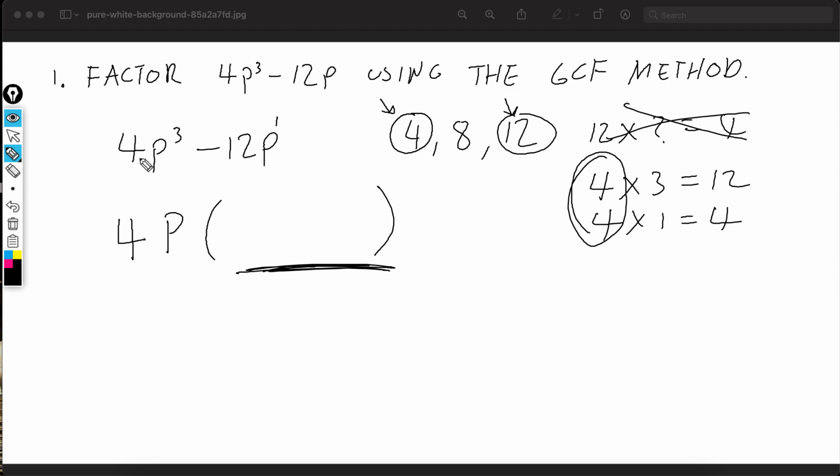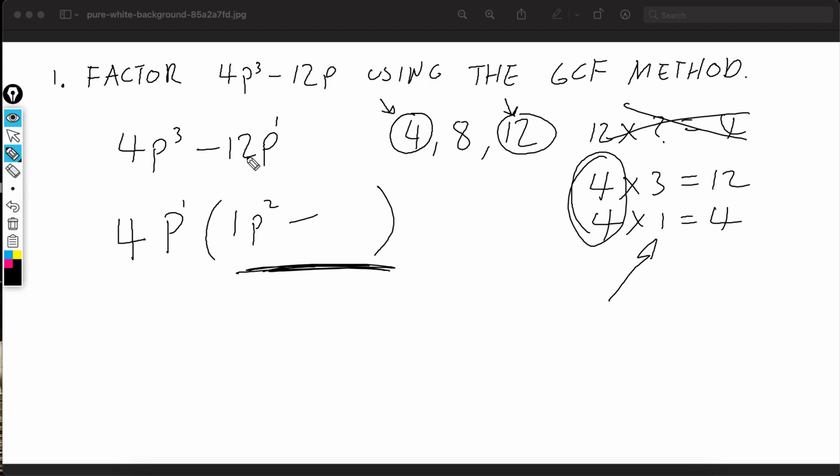4 times what number gives us 4? And this is literally what we're doing. We're going to this guy first, and then that guy. So 4 times what number gives us 4? We did it earlier right here. 1. Boom. P, this is to the 1 power. This is 3. So it's 3 minus 1. 2. Perfect. We write the minus. Haven't touched it. If it's a plus, you write a plus. If it's a minus, you write a minus.